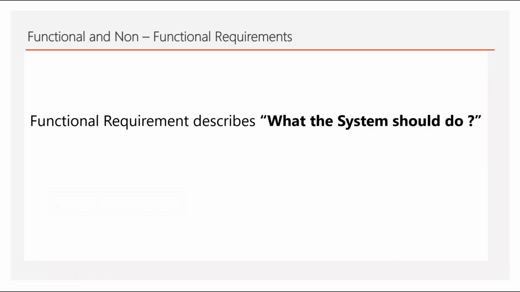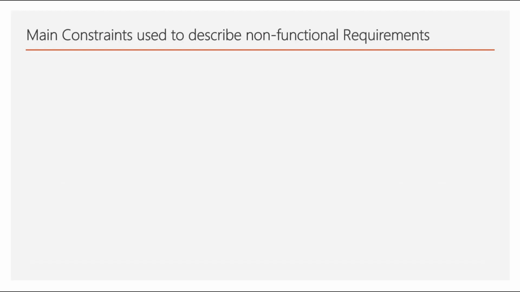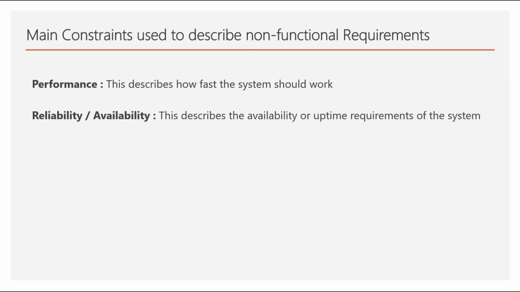In simple terms, functional requirement describes what the system should do, and non-functional requirement describes the constraints on how the system should do it. Now, let us go through some of the main constraints which are used to describe the non-functional requirement, that are performance. This describes how fast the system should work.